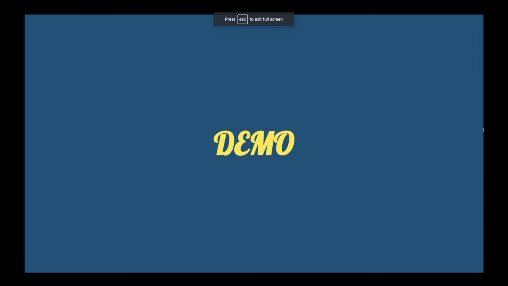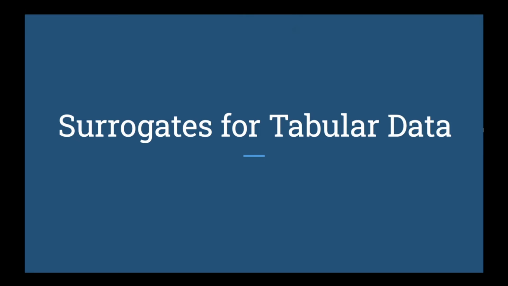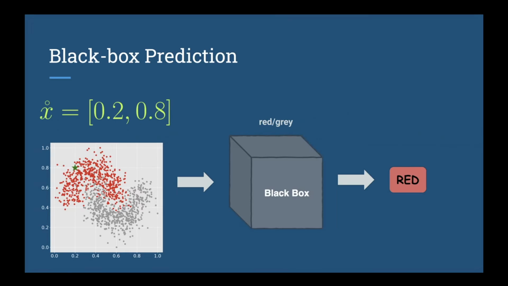Right, so let's continue. The next step is looking into surrogate explainers for tabular data, which is the most difficult case of all: image, natural language, and tabular. So again, our setting in this case is just two-dimensional data and a data point in that space. Here we were trying to explain 0.2, 0.8, the green star, which is being classified by a black box as either red or gray.